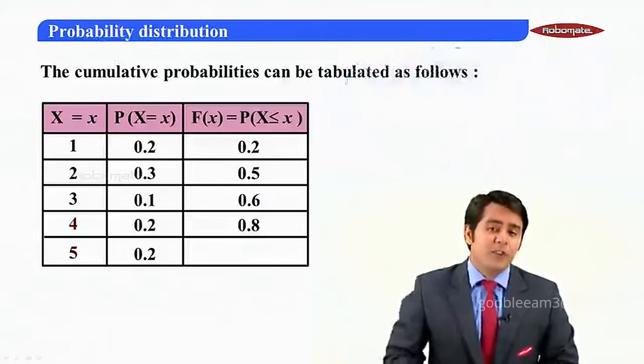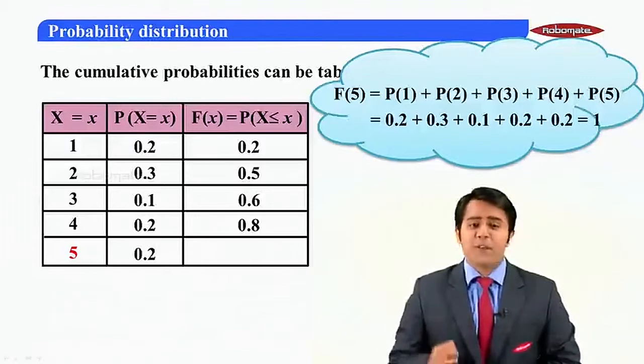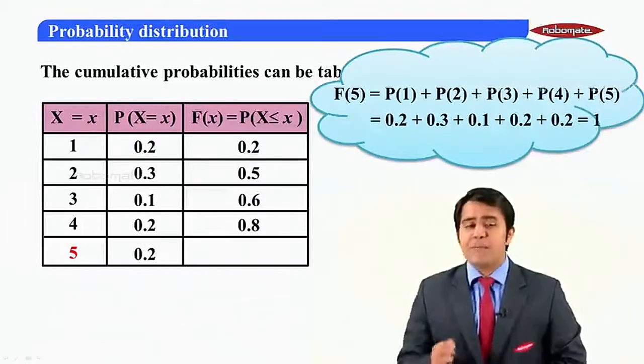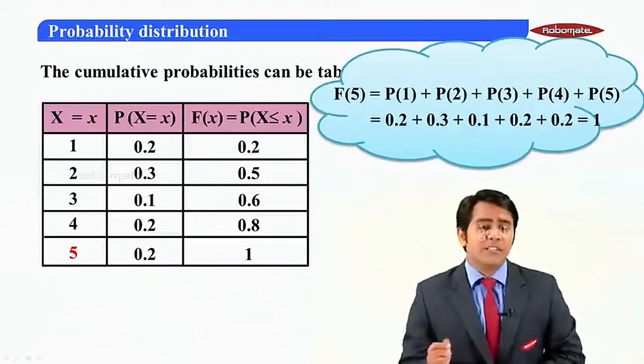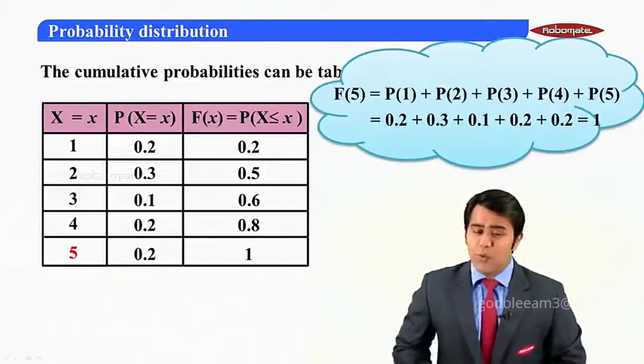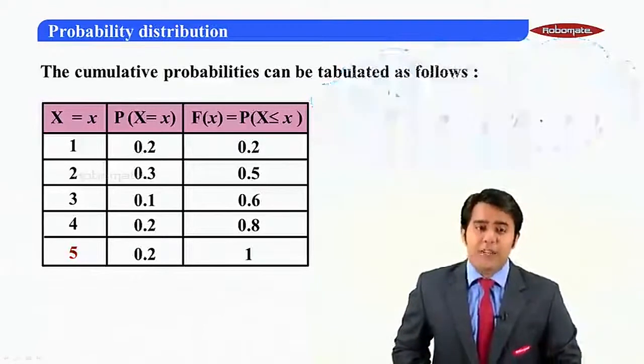And for F(5), it will be P(1) plus P(2) plus P(3) plus P(4) plus P(5), which is nothing but the sum of all the probabilities of this event, which is equal to 1. So this is my required cumulative distribution table.